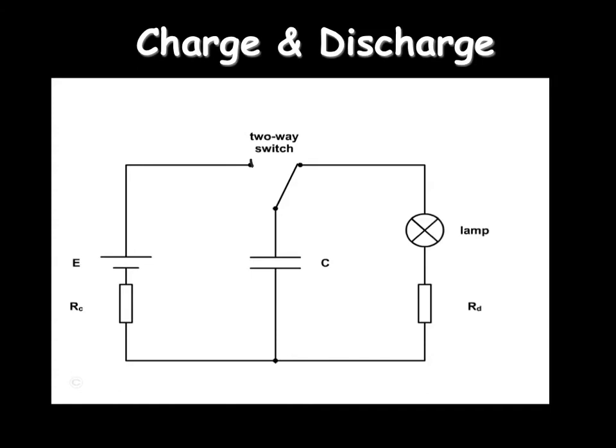This is the circuit for a camera flash. You charge it up by connecting it to the battery and discharge it by connecting it to the lamp. The two resistors here, as you can see, this resistor and this resistor, are protective resistors, which are meant to stop too much current flowing, which will damage the battery or the lamp.